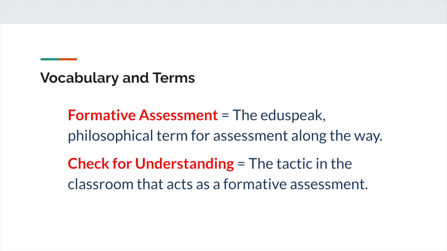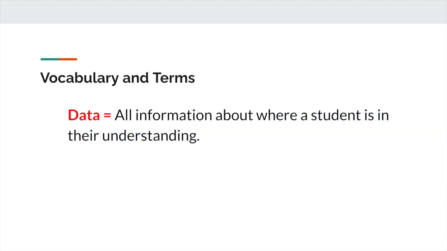A couple other terms I need to deal with real quick are the words formative assessment, which is kind of the edu-speak philosophical term for assessment along the way of a unit, and the words check for understanding. So check for understanding is the tactic in the classroom that we use in order to conduct a formative assessment. And one last term I want to go over is the word data. I use the word data a lot, and when I talk about data, I'm just talking about all the information that you collect about where a student is and their understanding. So data doesn't have to be numerical. It doesn't have to necessarily be quantitative. It can be just your observations and what you see around the classroom and some qualitative notes that you have jotted down about a student and their progress.